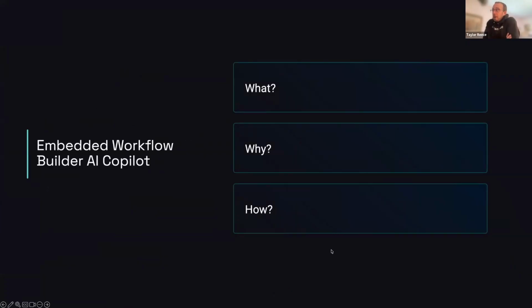So I'm going to flip the script a little bit on what I normally do for these webinars. I'm going to start with a demo right away rather than yammering on. I'll start with what the embedded workflow builder and the AI Copilot we're releasing are. Then we'll get into why you would want to use it, some specifics on how to best build custom connectors for the embedded workflow builder and the AI Copilot, and how to get it into your app.